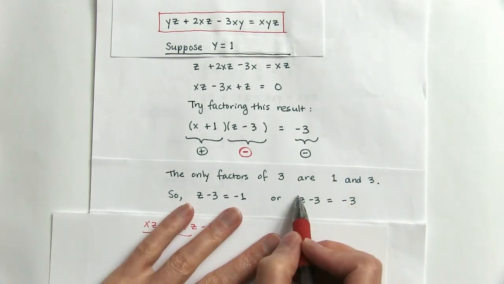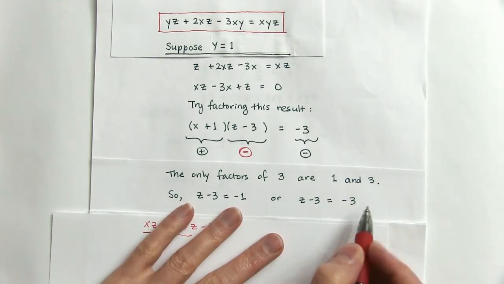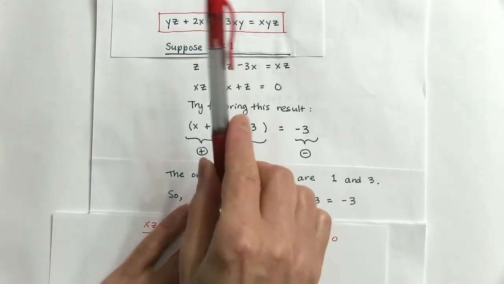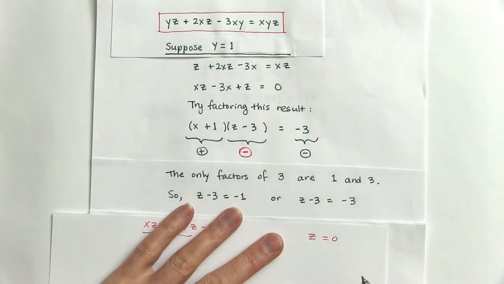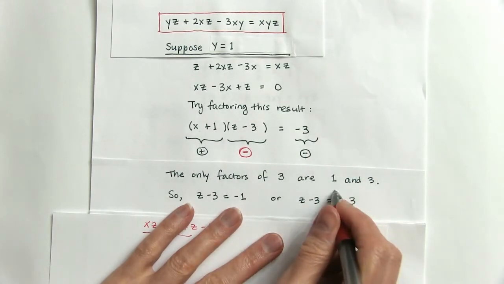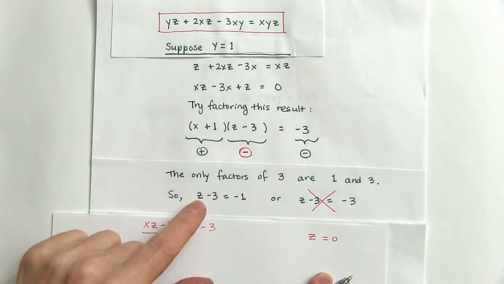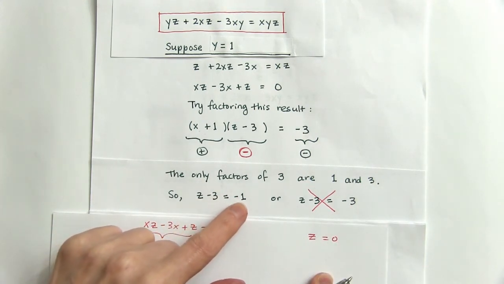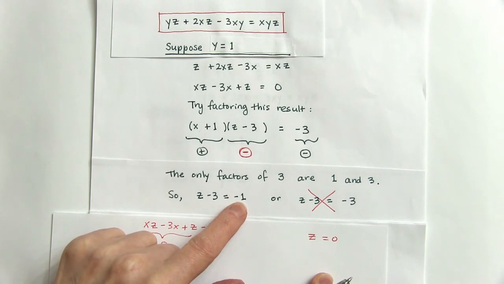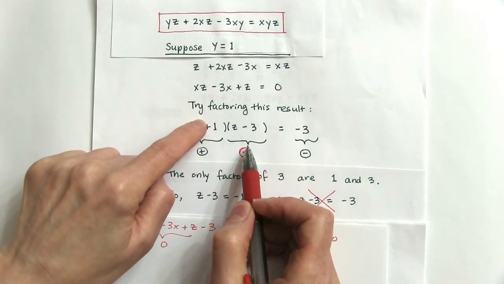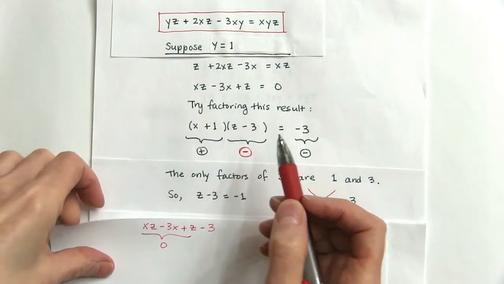Now, we can't have z minus 3 equal to minus 3, because that would mean z is 0, but we're looking for positive integers that satisfy this equation. So that rules that out. So it follows that z minus 3 must equal minus 1, and if this is minus 1, it follows that x plus 1 must be 3.